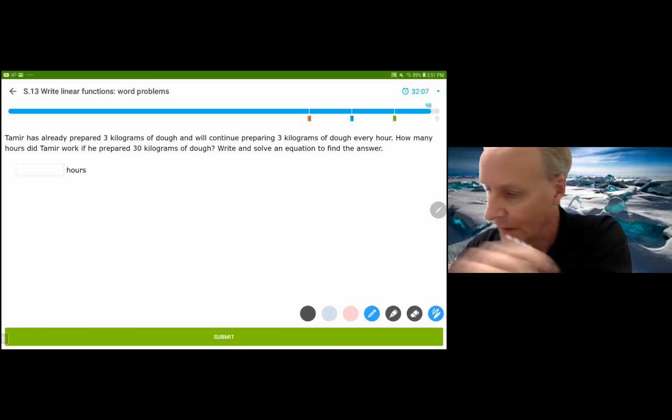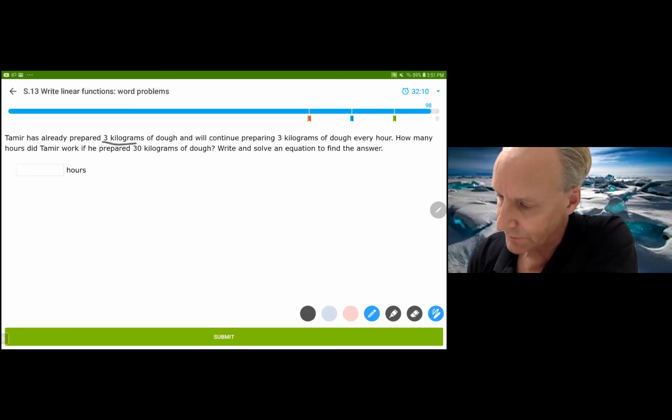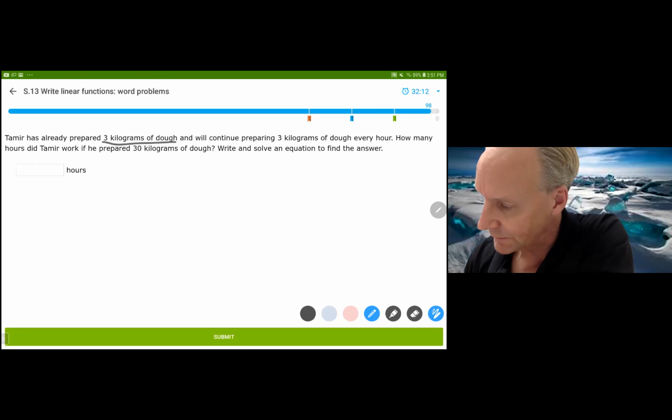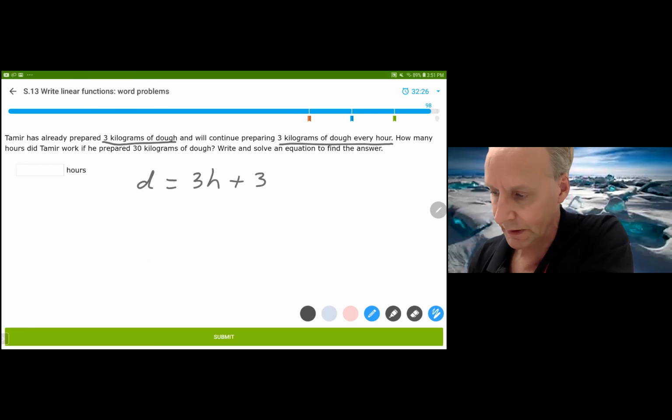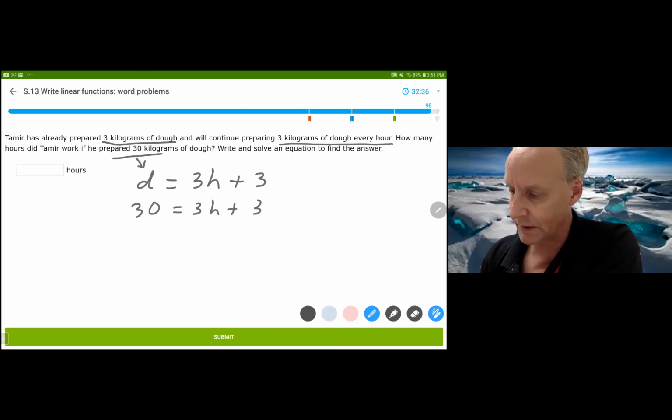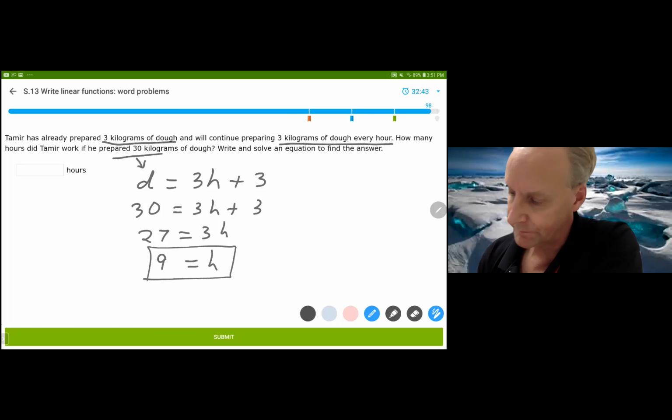Oh, darn, 2 more. Okay, Tamir has already prepared 3 kilograms of dough, and he's going to make 3 kilograms additional every hour. And so the dough, or the number of kilos, is equal to 3 per hour plus the original 3. And we want to know how long until he gets to 30 kilograms. Clearly it's 9, but we subtract 3 and divide by 3. And it takes 9 hours.